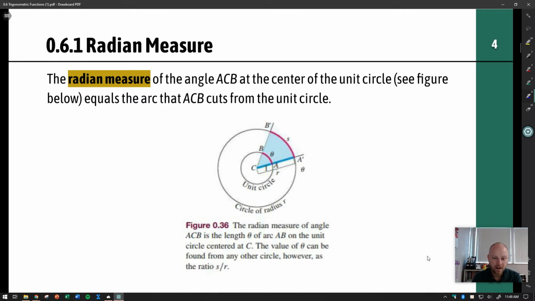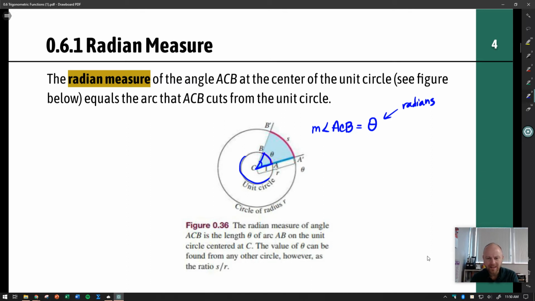So let's take a look at this diagram. The middle circle here is the unit circle. Here is the arc of the unit circle that is cut by the angle ACB. So the measure of the angle ACB in this case is theta, and that theta was defined as the arc that was cut by the angle. But if we go down below, and this is in radians, the value of theta can be found from any other circle, however, as the ratio S over R.